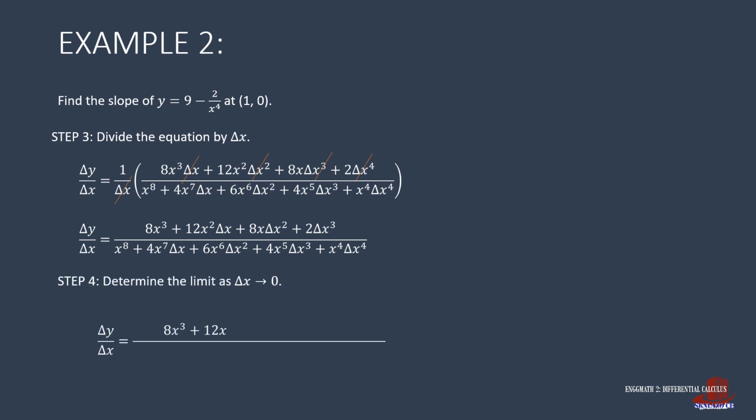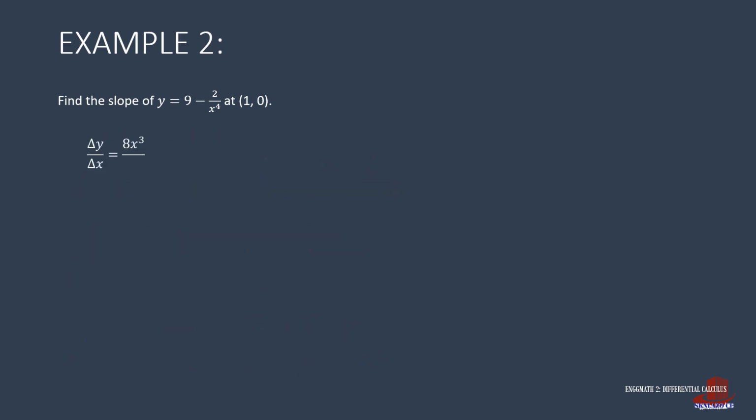Lastly, take the limit of the equation with delta x approaching 0, by which the delta x's from the equation get zeroed out. So the long equation from earlier is reduced to a fraction with just one term. With delta y all over delta x reduced to 8x cubed all upon x raised to the power of 8, the x's can be further worked out by the laws of exponents, where the final equation becomes y prime equal to 8 all over x raised to 5.